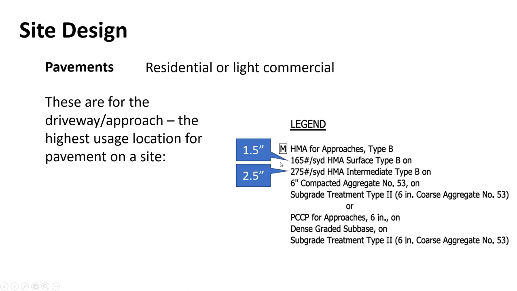If you remember the conversion factors, it's 110 pounds per square yard per inch depth of HMA. So 165 pounds per square yard is an inch and a half. 275 is 2.5 inches of depth. So just keep that in mind. If you add those together, that's 4 inches. That's all the asphalt we're using, and that's a residential drive.